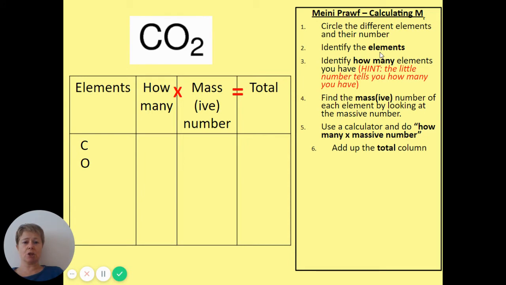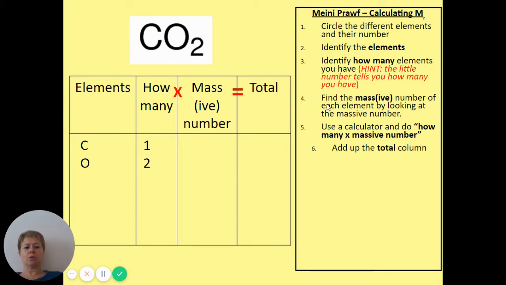Going back to step 2, identify the elements. You could write their names out in full if you want to here. Step 3, identify how many of each element I have. For carbon, I've just got 1 carbon because there's no little number after it. Oxygen, I've got 2. So in my table, I'd write a 1 for carbon and a 2 for oxygen.